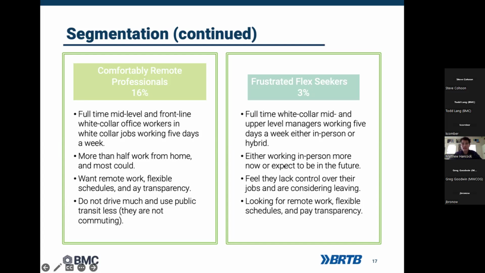Our frustrated flex seekers, these are full-time white collar, mid and upper level managers working in person. More are expected to be in the future. They do feel that they lack control over their jobs and are considering leaving or have actively looked. They're largely looking for remote work, flexible schedules, and of course, increased pay transparency.